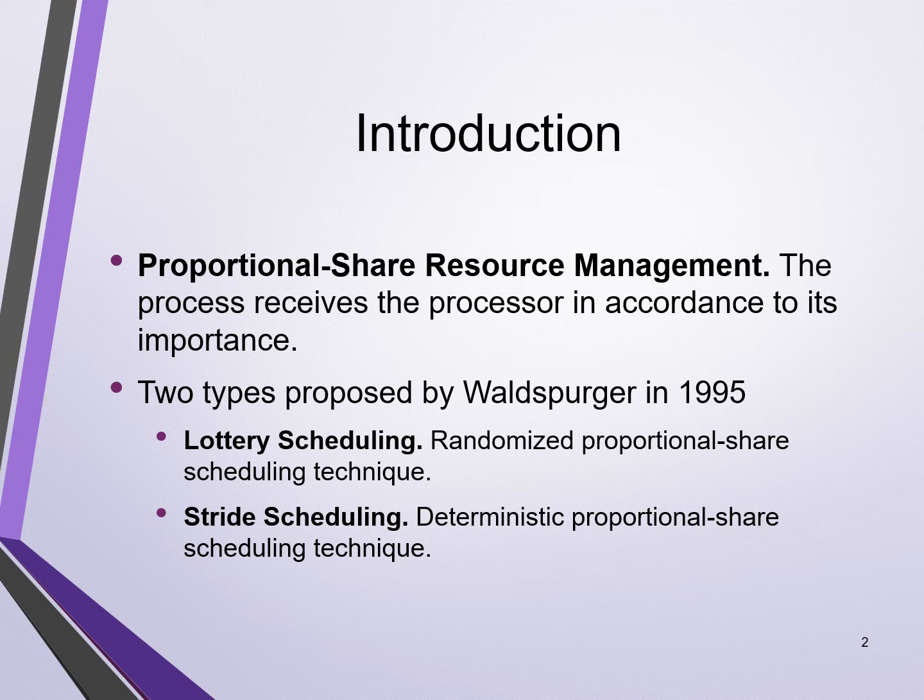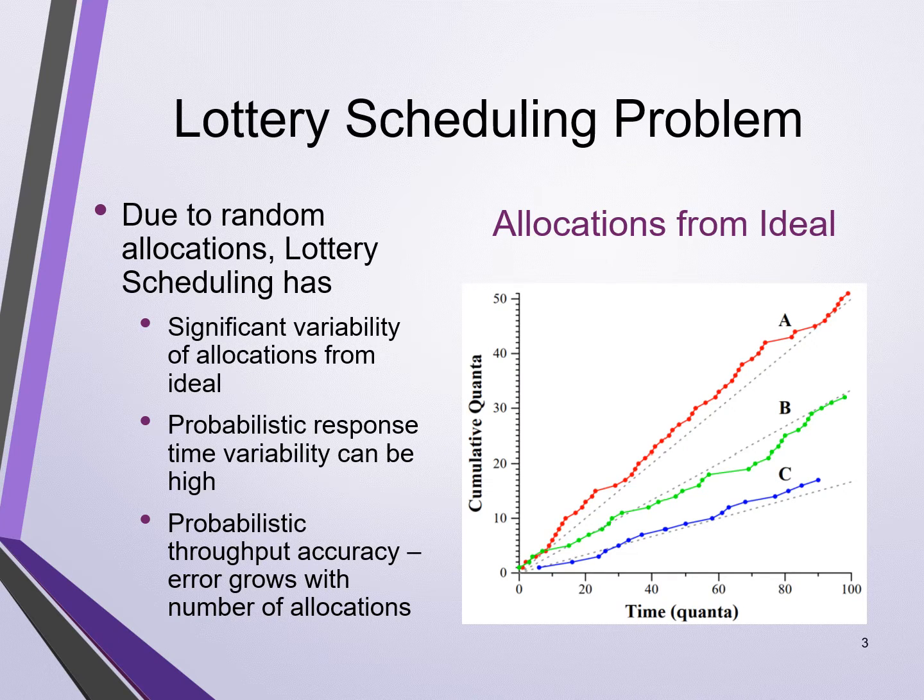Stride scheduling attempts to eliminate random allocation of resources by using a deterministic approach to allocate resources rather than the probabilistic approach that lottery uses. Because of randomness, lottery scheduling has significant variability of allocations from ideal.